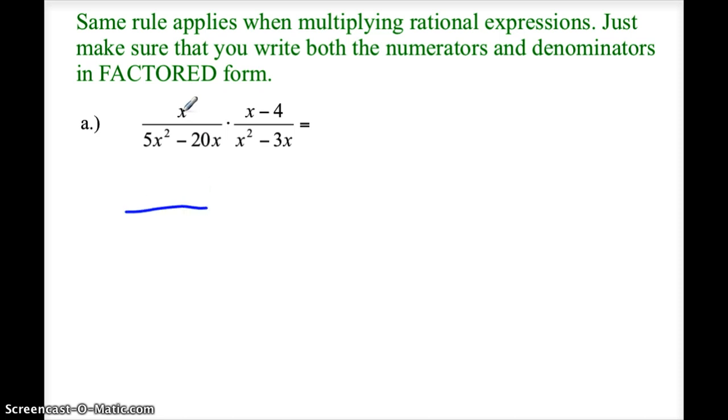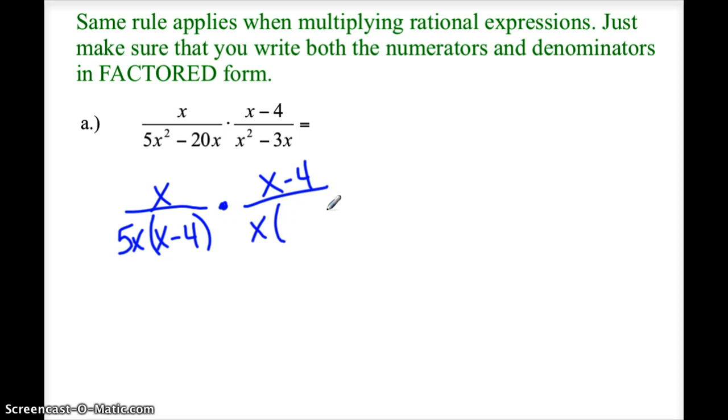I always like to start at the top left corner. Can I factor an x? Well, no. But can I factor its denominator? Sure I can. They share a 5x, so let me take that out, and I'm left with x minus 4. In the second fraction, the numerator, I'm stuck with x minus 4. Nothing to do with that. The denominator, both terms share an x. So if I factor it out, what do I need in here so that when I distribute x, I end up with x squared minus 3x? Well, I need an x minus 3. Okay?